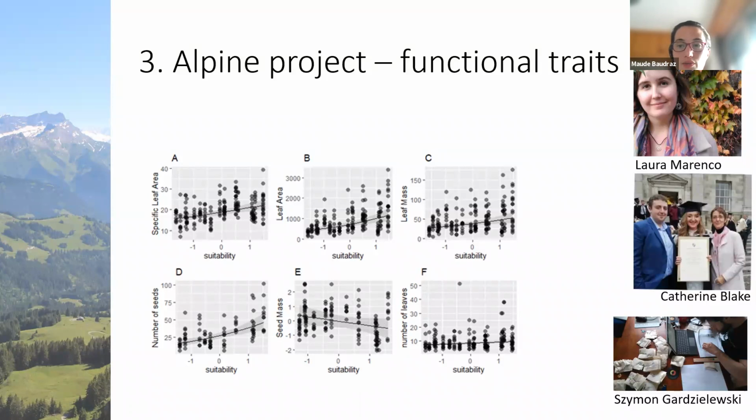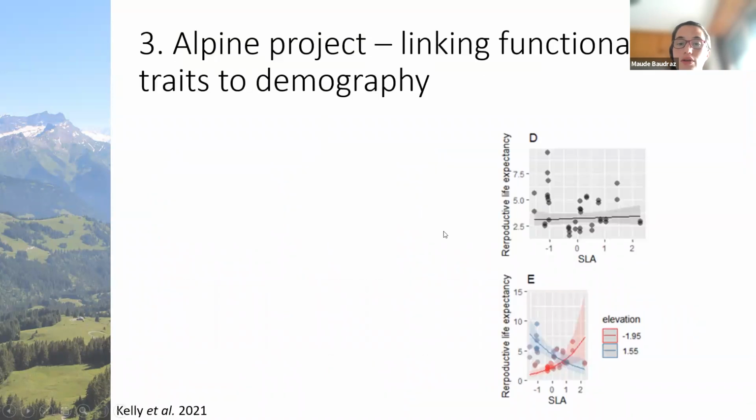The thing that I was keen on doing with those functional traits was to try to link them with the demographic, so the life history strategies that I found. So here on the y-axis, you've got, for instance, just as one example, the reproductive life expectancy, which is one life history strategy metric for the populations. And here you have the mean SLA value for each population.